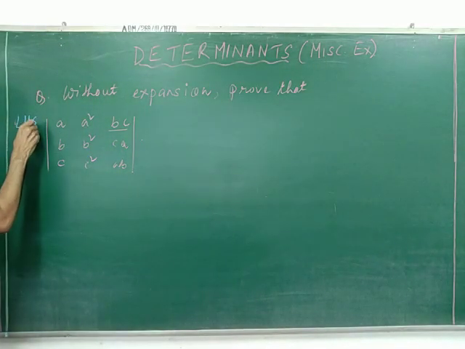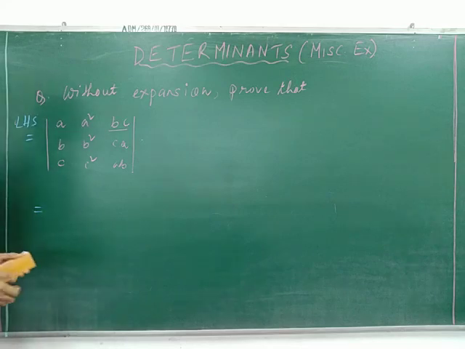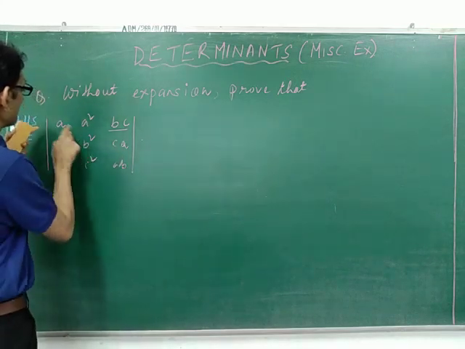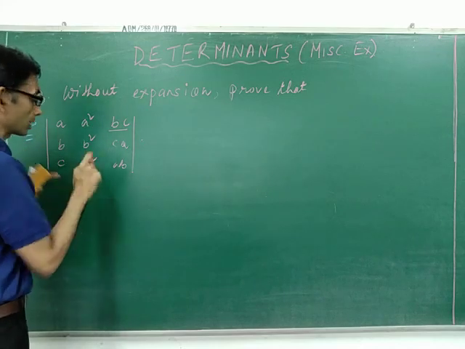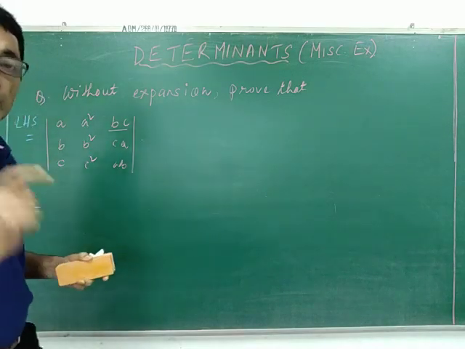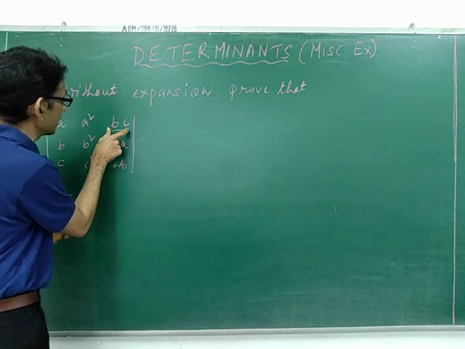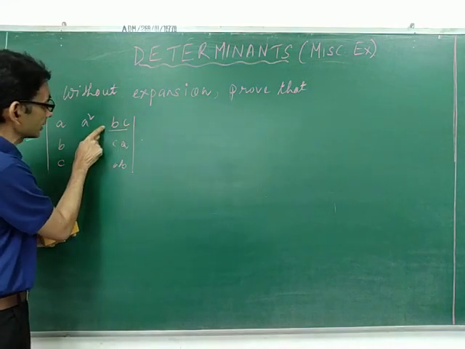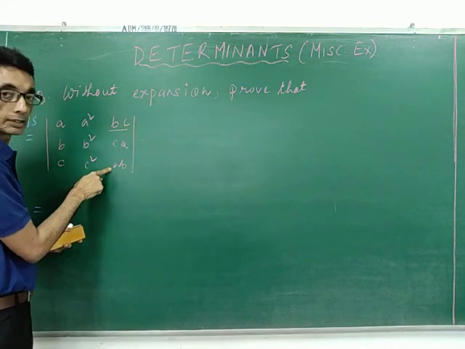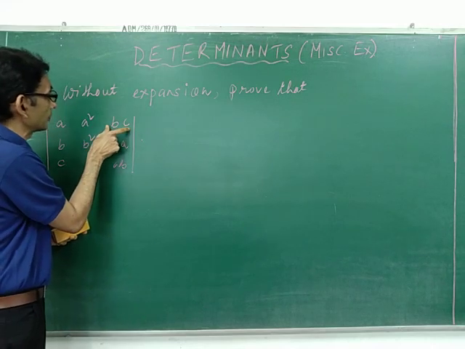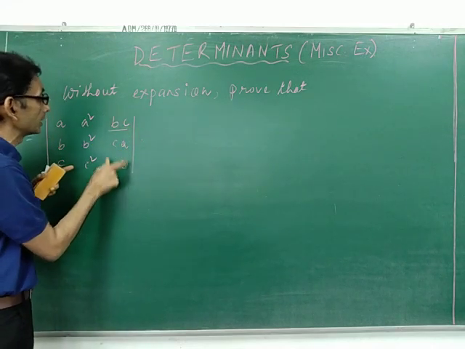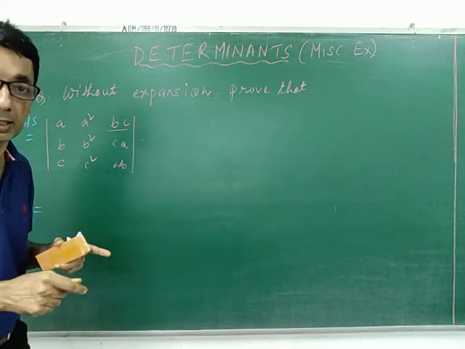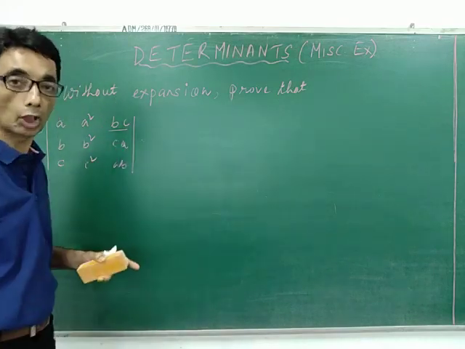Okay, this is the left hand side. So what I'm going to do is multiply row 1 by A, row 2 by B, and row 3 by C. Why will we be multiplying? Because you have seen that here A is missing, here B is missing, here C is missing. So if you multiply the first row by A, second row by B, and third row by C, you are going to get the same element in the third column.